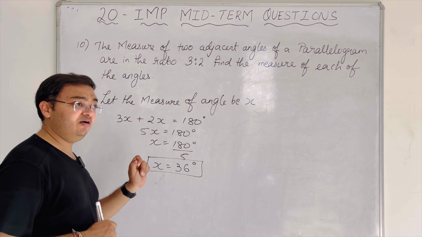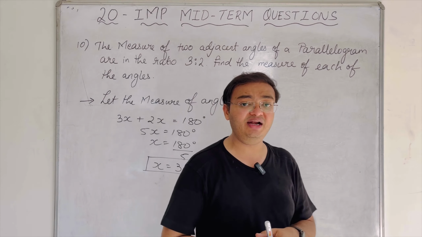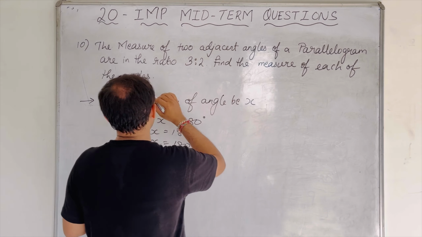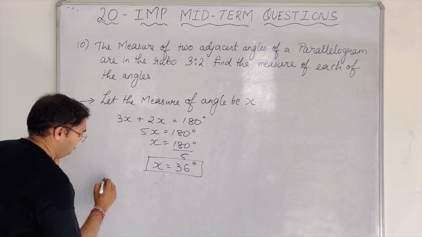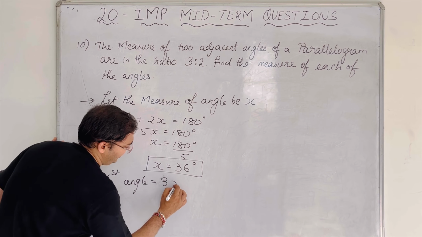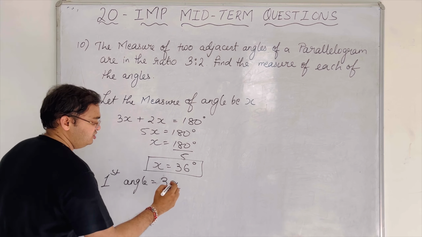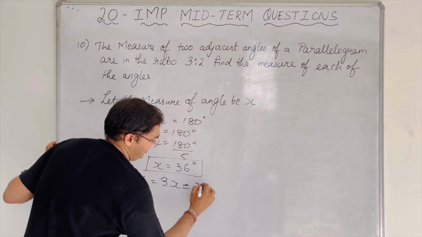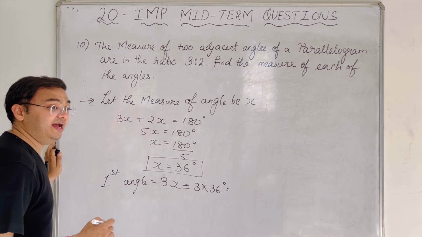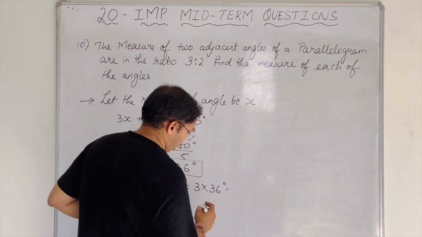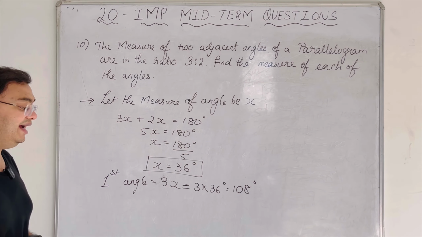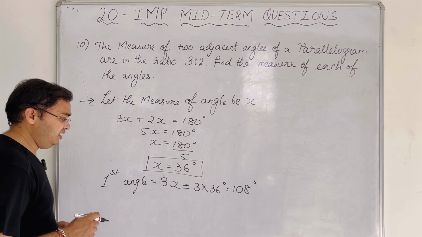Now we know that the value of x is 36. Now definitely I can easily find, because in the question they have told us that we have to find the measure of each of the angles. So which is my first angle? My first angle measure is 3x. Here it is written 3x. So 3 as it is, and the value of x we found recently, that is 36. So what would be my answer? My answer would be 108 degree.